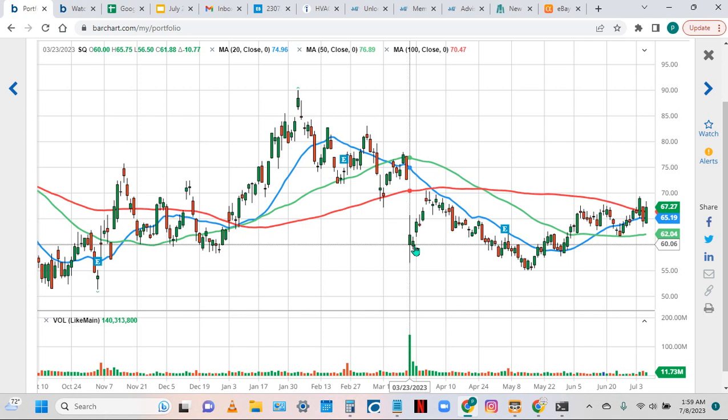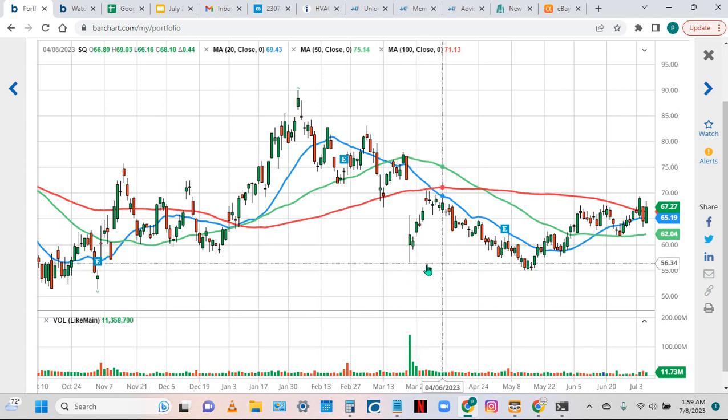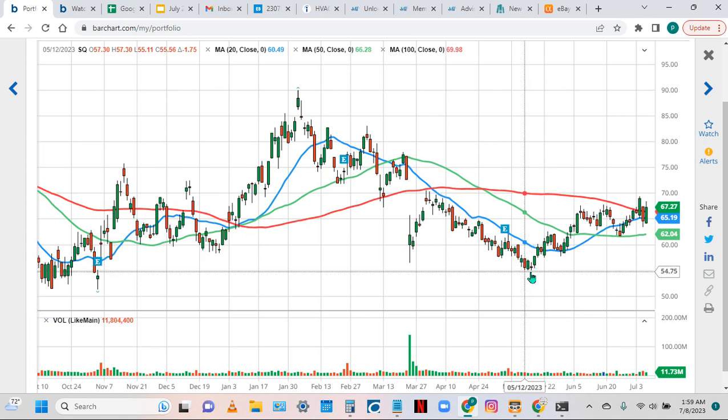That's pretty excessive. The interesting thing to me about that candle is if we just kind of watch and wait on this chart, the low of that candle was retested here in May.